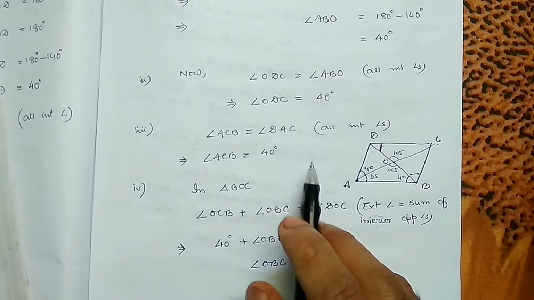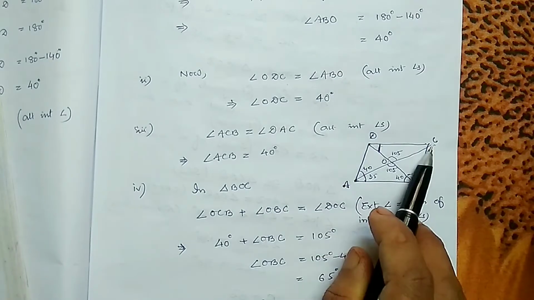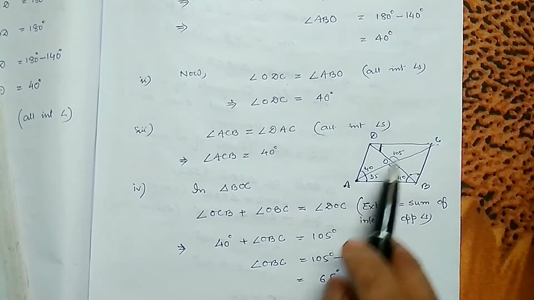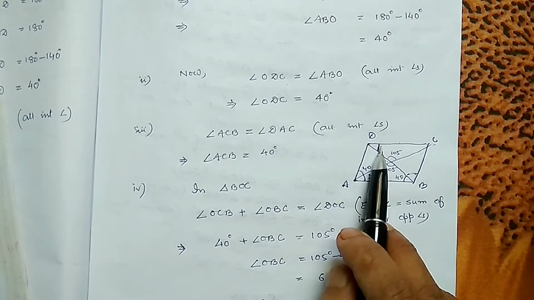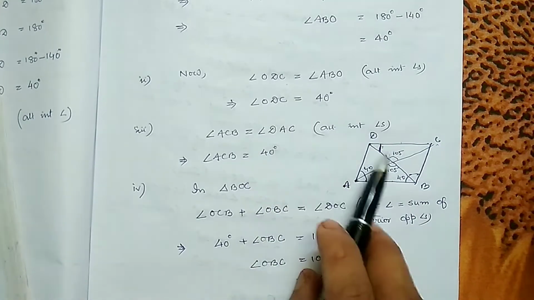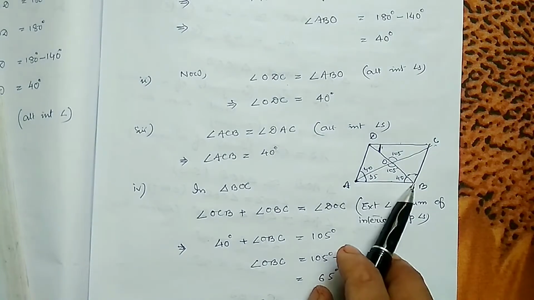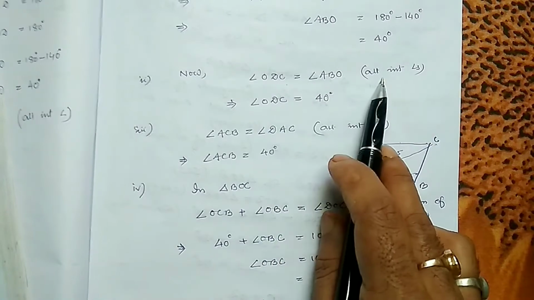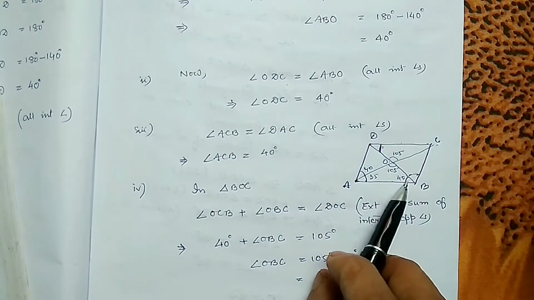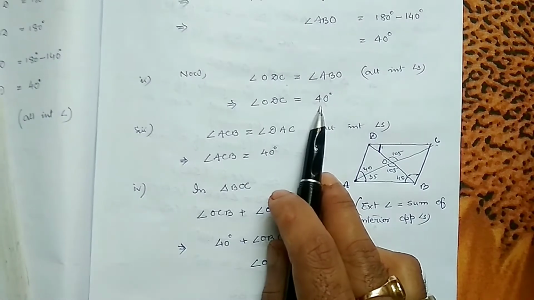Now in the second part, we have to calculate angle ODC. ODC and OBA will be equal because these two sides are parallel. So this 40 and this angle must be equal because they are alternate interior angles. So we can write angle ODC will be equal to OBA, or someone can write ABO. Clear? They are alternate interior angles. Since this is 40 degrees, this also will be 40 degrees. So the second part also we got.